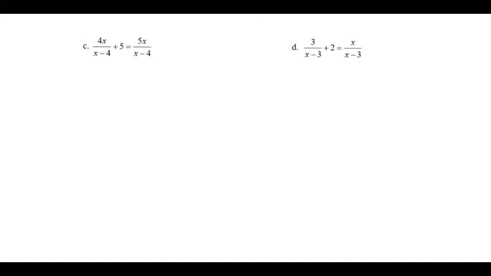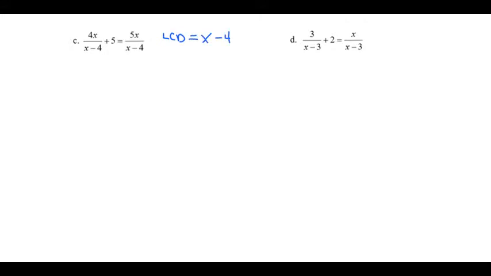All right, so now we're going to start with C. And here, it's nice to find my common denominator because I only have one denominator, and that is x minus 4. So that is going to be my LCD. So my LCD here is going to be x minus 4 for C. So what I'm going to do is multiply everything here by x minus 4 on both sides of the equation.